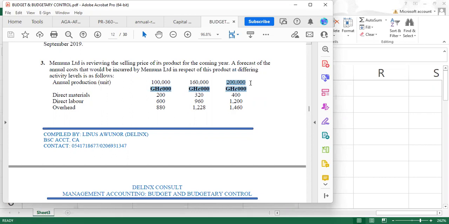So what can you say about the direct material cost? It varies directly with the level of activity. So direct material cost is purely variable. There's no fixed cost there.